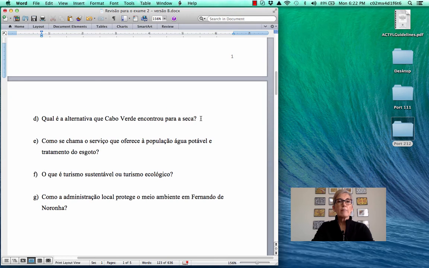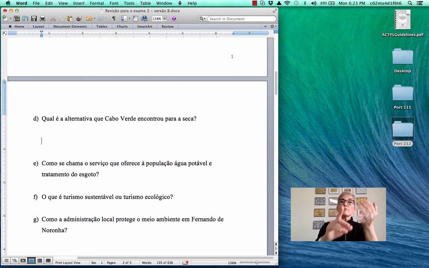Qual é a alternativa que Cabo Verde encontrou para a seca? So once again, this is information that we studied in class, and that's why it's so important for you to pay attention when we are studying these things in class, okay? Because I expect you to remember the information that I gave you and that you studied in class, okay? So, qual é a alternativa que Cabo Verde encontrou para a seca? So, this is a big environmental problem in Cabo Verde. So, that is the drought. So, the solution they have is the desalinization of the water, né? Então, qual é a alternativa que Cabo Verde encontrou para a seca? So, what's the alternative that Cabo Verde found for the drought?